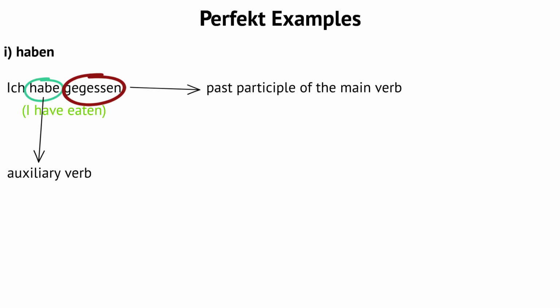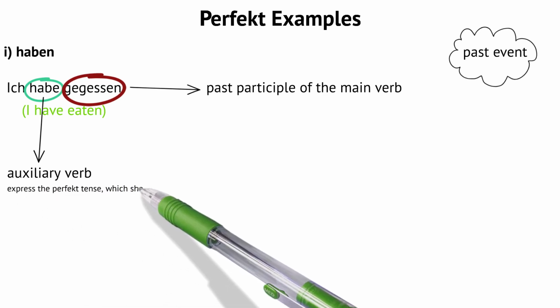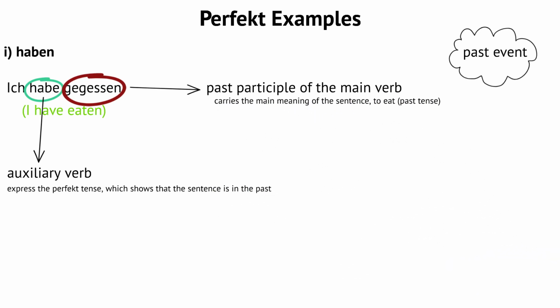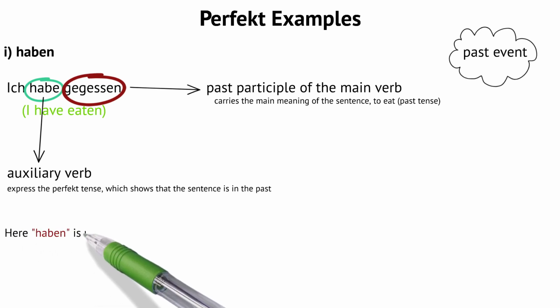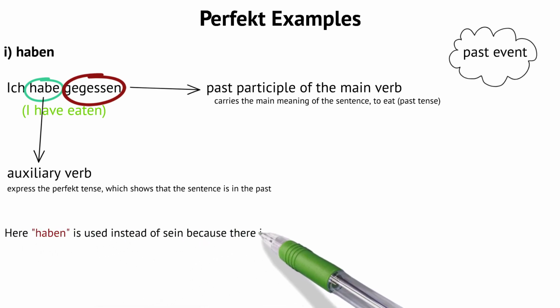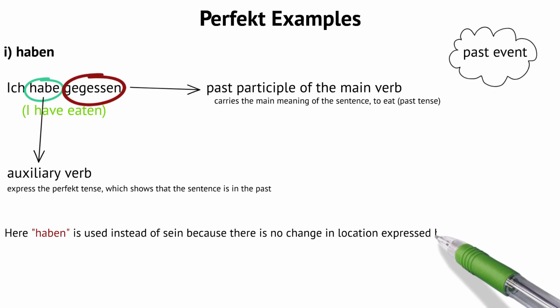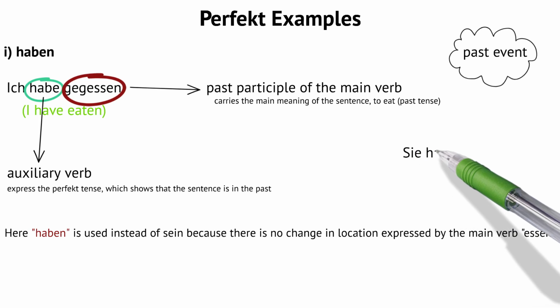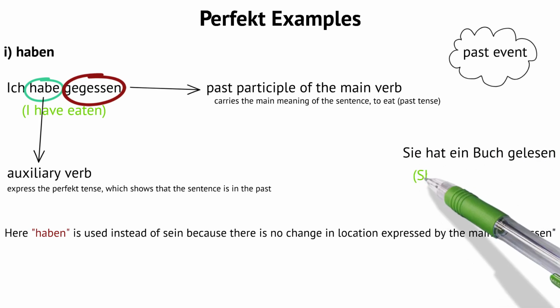By observing that the sentence has an auxiliary verb and a past participle of the main verb, we can immediately know that this sentence is describing something which happened in the past. Remember that in the opening of the video we said, auxiliary verbs don't carry the main meaning of the action themselves but instead help the main verb to express different tenses. The main meaning of the action is then deduced from the main verb gegessen. Here the auxiliary verb haben is used instead of sein, because the main verb essen does not express a change in location or state. Another example is, Sie hat ein Buch gelesen, which translates to she has read a book.